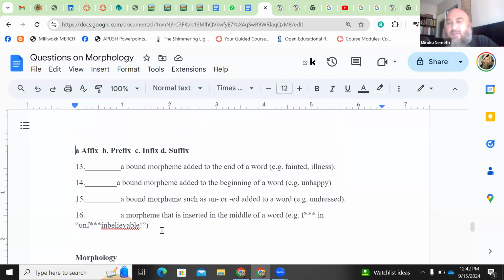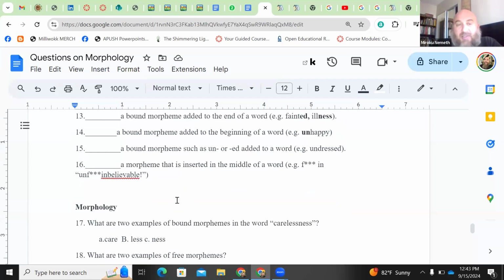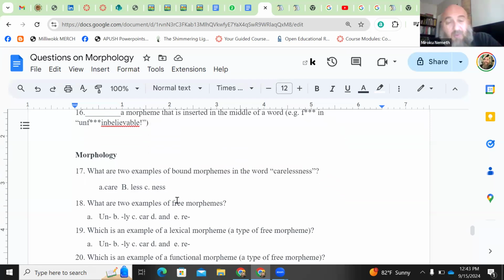So a bound morpheme added to the end of the word is a suffix, like fainted, the "ed," right? And illness. So fainted is inflectional, while illness is derivational. A bound morpheme added to the beginning of a word, like "un" in unhappy, right? A bound morpheme such as "un" or "ed" added to the word is just a general affix, because it can be either a suffix or a prefix. And then a morpheme in the middle of the word is an infix, right? Like "effing" in "uneffing believable," or F in anyway. That's an infix.